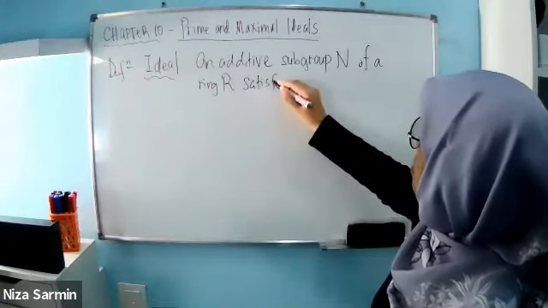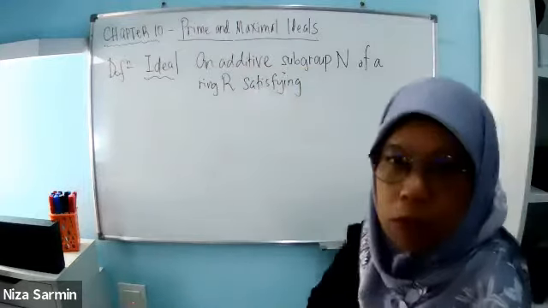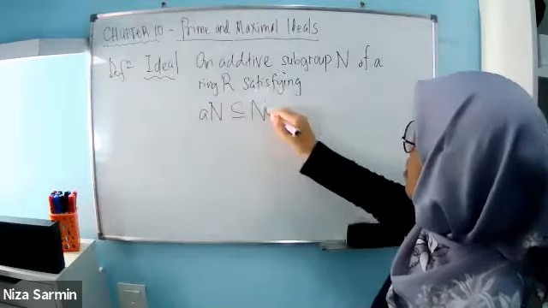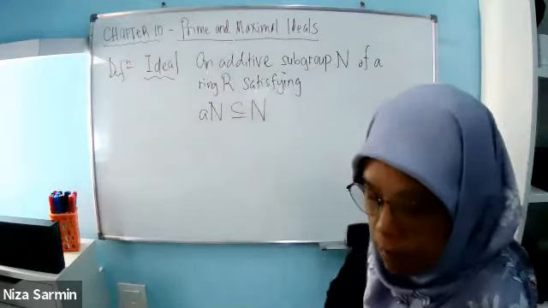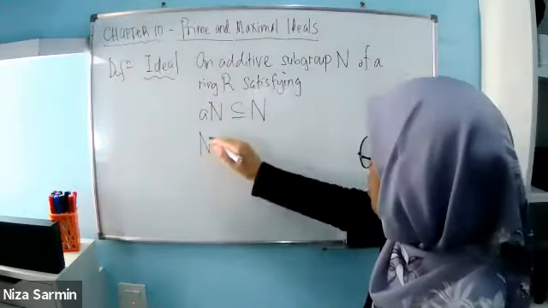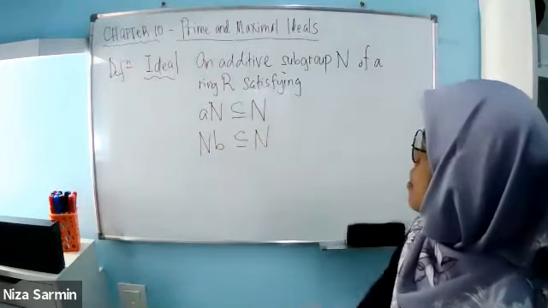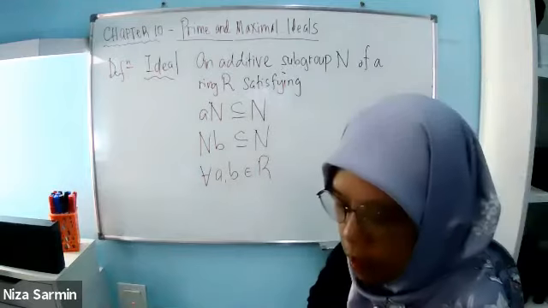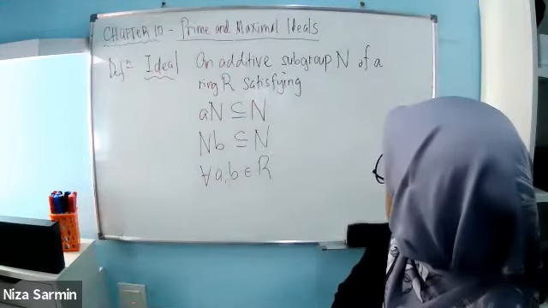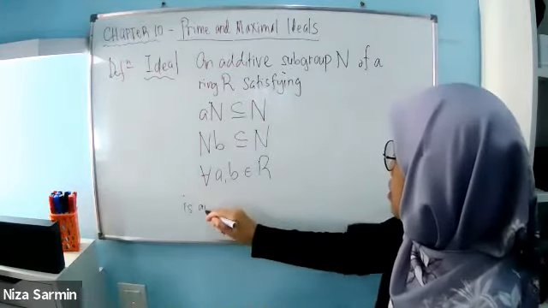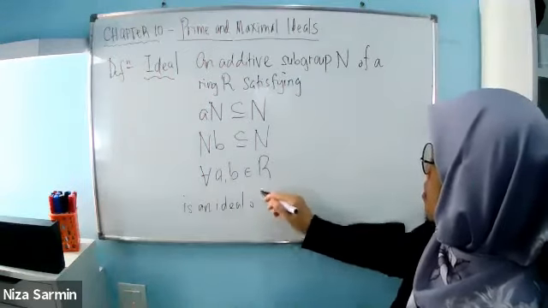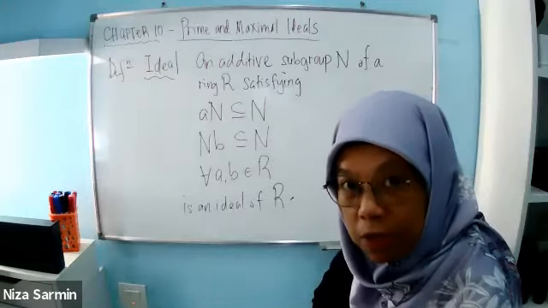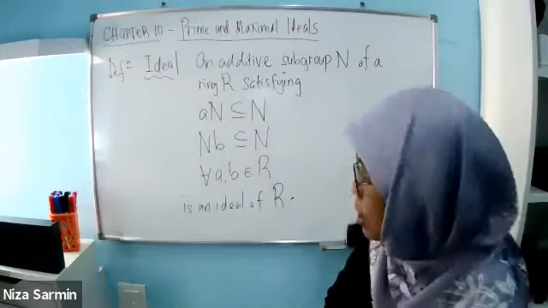Satisfying the properties, right? So aN is a subset of N, and Nb is a subset of N, for all a and b in the ring, is an ideal. So you remember last time I went through some examples on ideals, right?